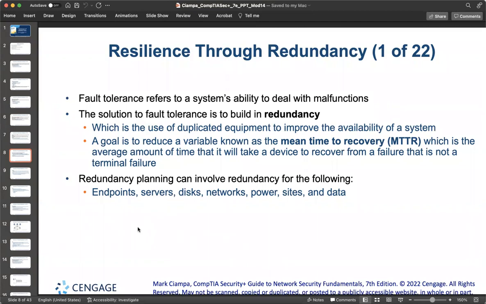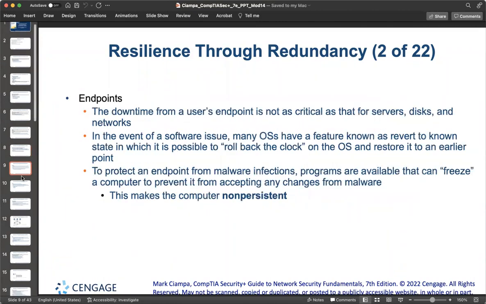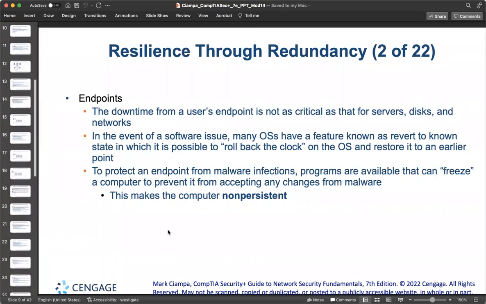Redundancy planning can involve redundancy for endpoints, servers, disks, networks, power supply, physical sites, and the data or information within your network. When it comes to endpoints, the downtime from a user's endpoint is not really as critical as that for the servers or disks or your network. So you can put your focus on the more important aspects of your network, like Active Directory domain services server, right? Or your network protection services rather than a laptop of a user, right?